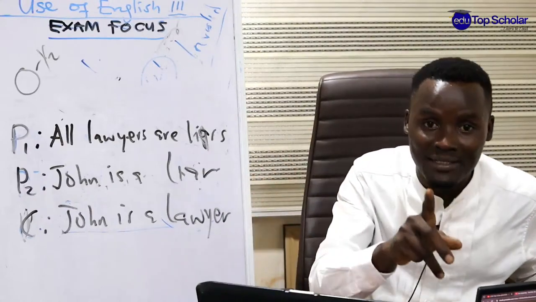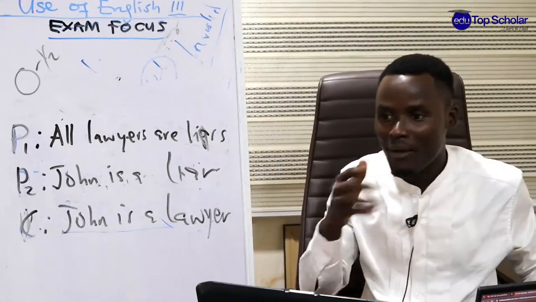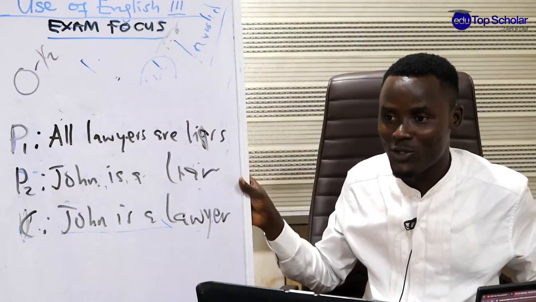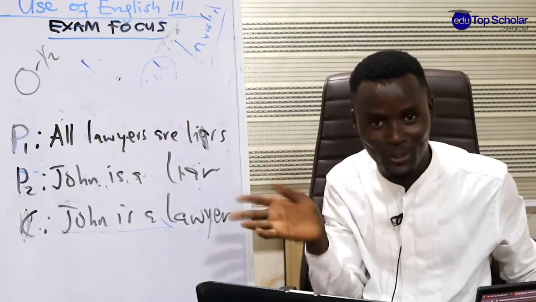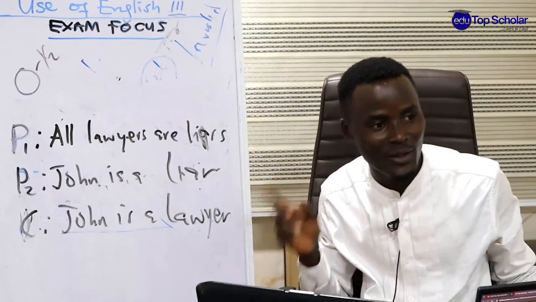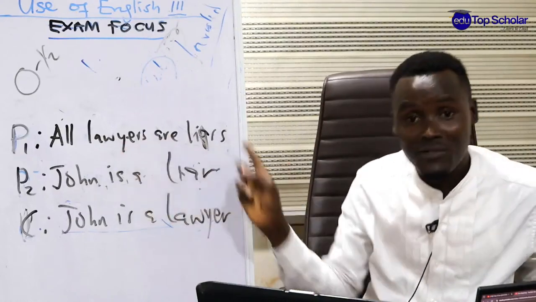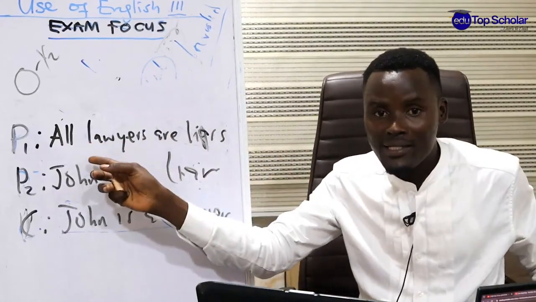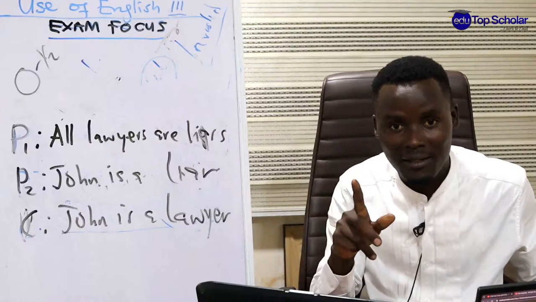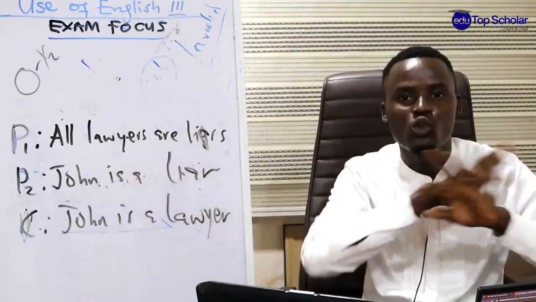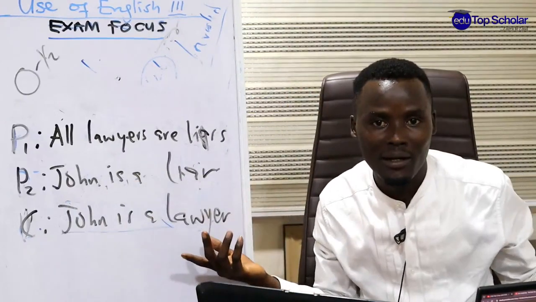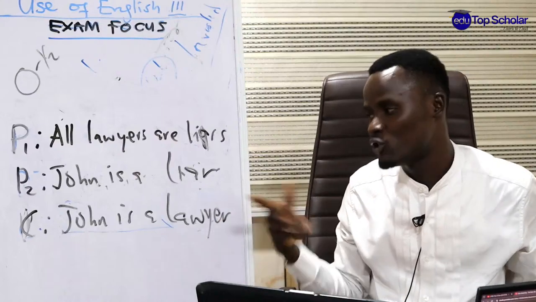Why is it invalid? Please look at it. In fact, I remember about 3 years ago when they set this question, it was a big contention to know if it is valid or invalid. This is the trick. We have changed something here. All lawyers are liars. They lie. John, somebody from anywhere, is also a liar. All right? And I'm saying John is a lawyer.